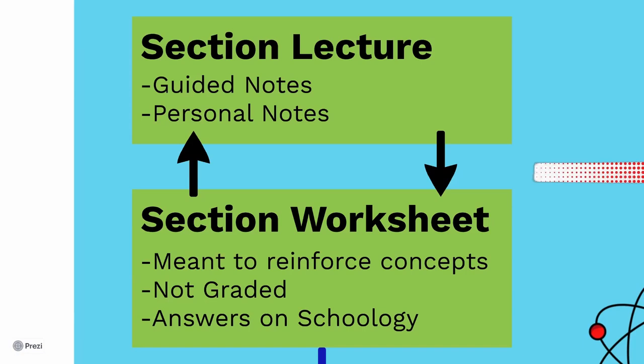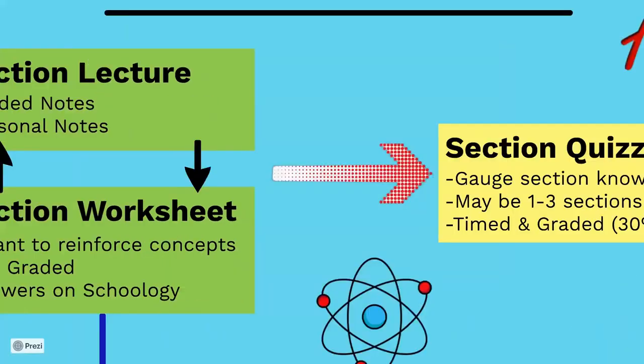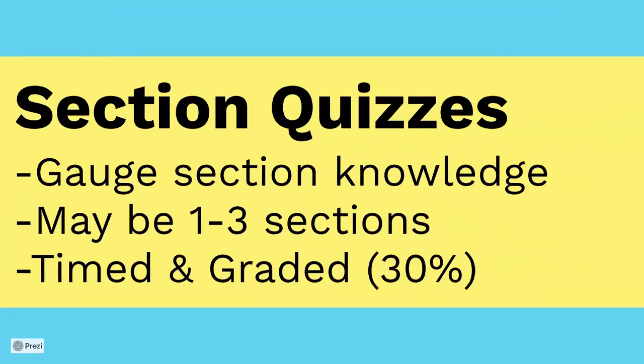During those section lectures, in between them, we will have what we call section quizzes. Section quizzes are used to gauge section knowledge, so to test student knowledge at a much smaller scale instead of the whole unit. They may be cumulative, anywhere from 1 to 3 sections, depending on how large the unit is. Usually we have 2, maybe 3 quizzes for 1 unit at most. And these quizzes are timed and graded. The quizzes correspond to roughly 30% of the student's grade.